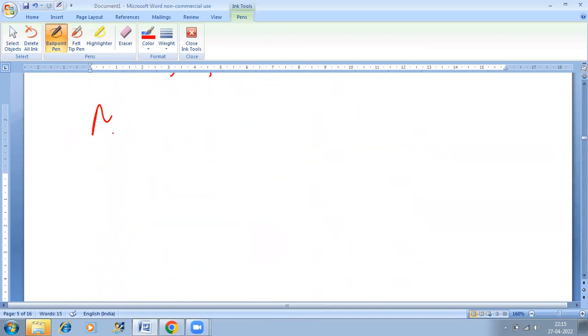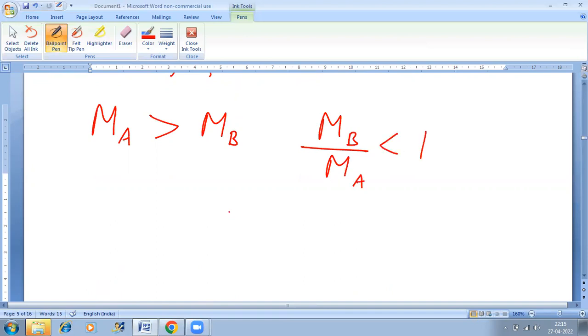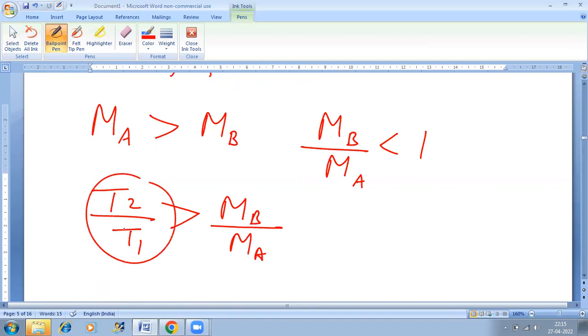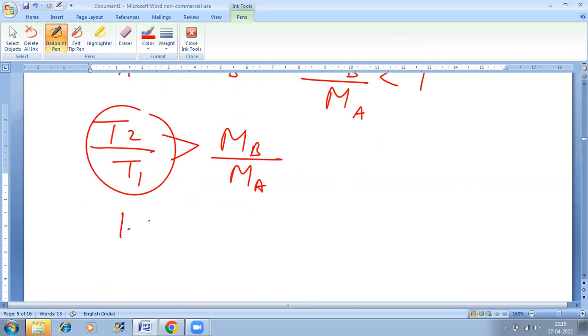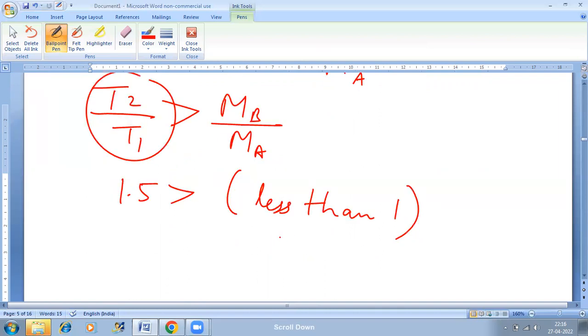What if MA is greater than MB? If MA is greater than MB, that means MB upon MA is less than 1. That means T2 upon T1 is definitely greater than MB upon MA because T2 upon T1 is as it is greater than 1. So 1.5 will be greater than anything which is less than 1. Hence, option B is always going to be true. So I can say that B is the correct option.